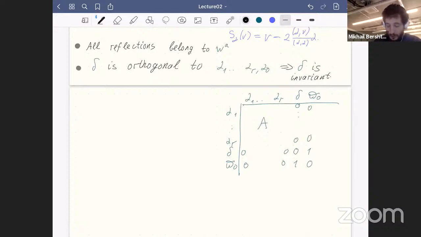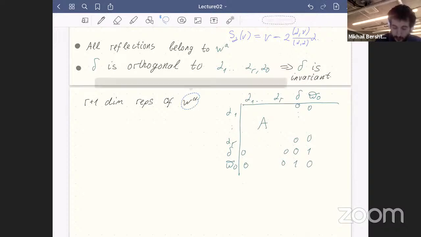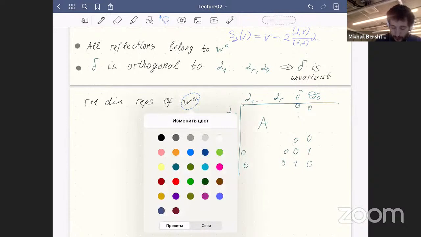And therefore we can consider not the r plus 2 dimensional representation of the affine Weyl group, but a representation of lesser dimension. There are actually two ways to do this. One is the following. We can take r plus 1 dimensional representations of W affine. There are two ways which are actually dual to each other, as we will see.